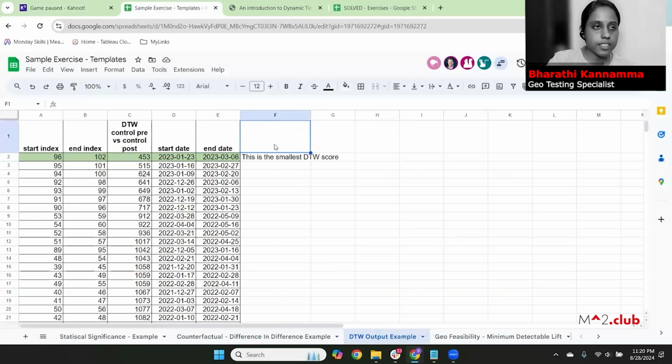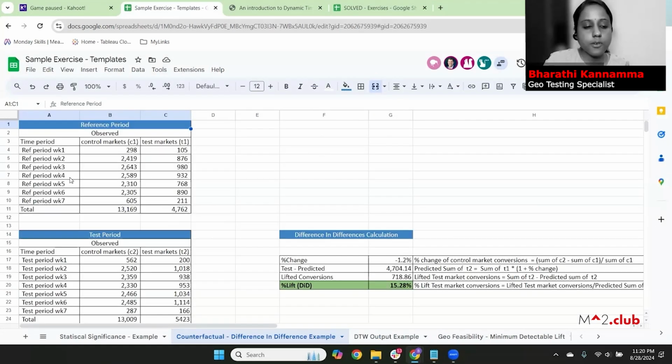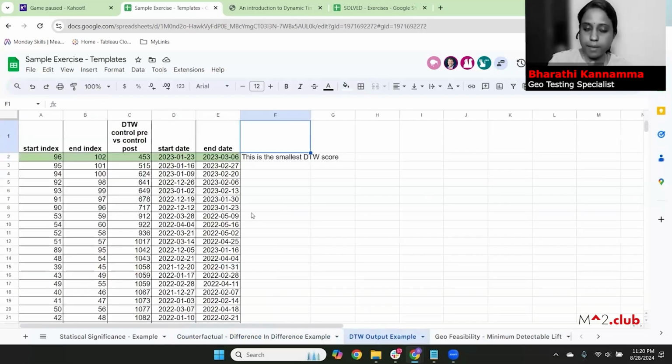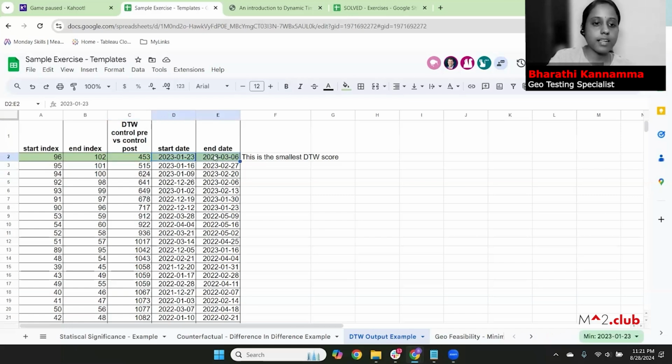So in this example, actually we have test period data. Okay, let me introduce how we use it in GeoTest. So how do we identify this reference period? That is where we use DTW. For identifying this reference period, we can take the time series data in the test period and find out the similarity score or the DTW score with different time series windows in the data set and find out the score for them. The smallest score will be the closest match to the data set in question. So that's how we can interpret the results of a DTW algorithm.